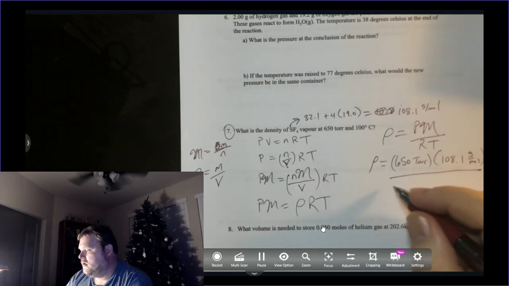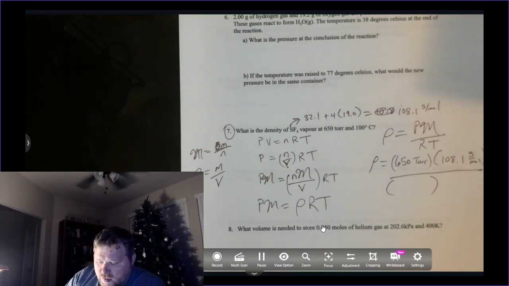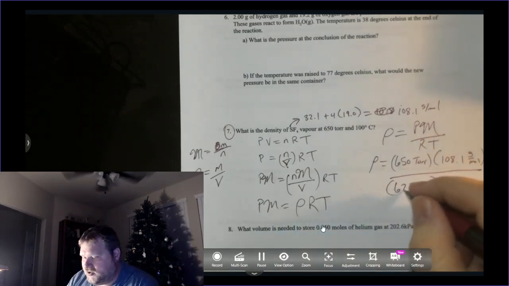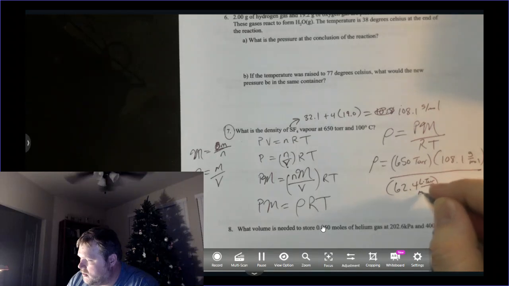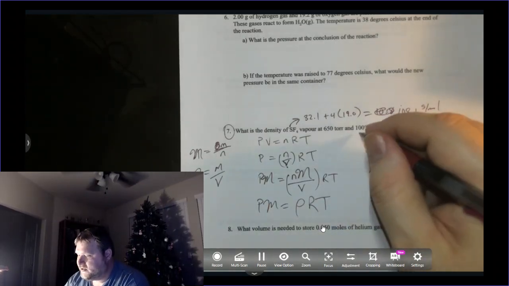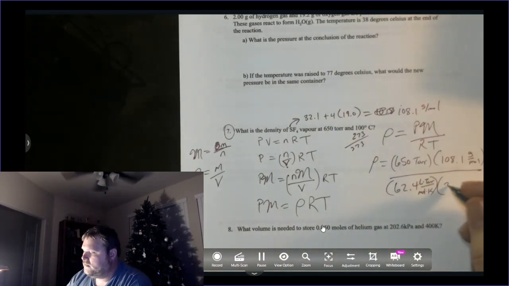All right, now, once again, I've gone to a different unit for pressure, so my R is going to change. I need to do another pressure conversion. So I'm going to go back to 0.0821. That's in atmospheres. I want to convert it to torr. So I need to multiply it times 760. So that is 62.4 liter torr over mole K. And then the temperature here, 100 Celsius. So we know that's going to be 373.